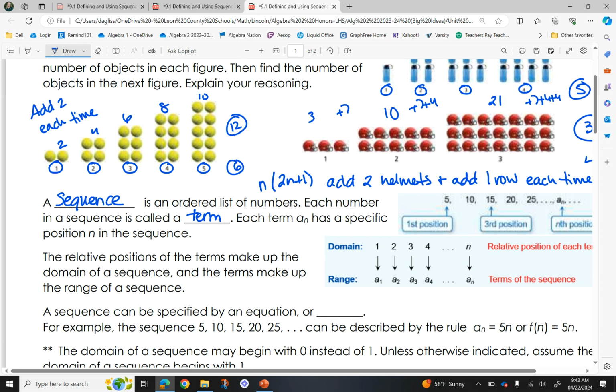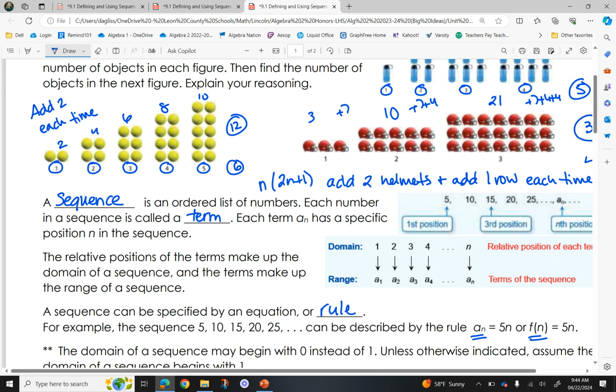In the example shown, the 5, 10, 15, 20, 25, that can be described with an equation or a rule of 5n. So my first number was 5. 1 times 5 is 5. My second number was 10. 2 times 5 is 10. My third number was 15. 5 times 3 is 15. That's how we're going to create the rule. We could use A sub n, or if we do real life stuff, F sub n, or F of n comes in to show it's a function.